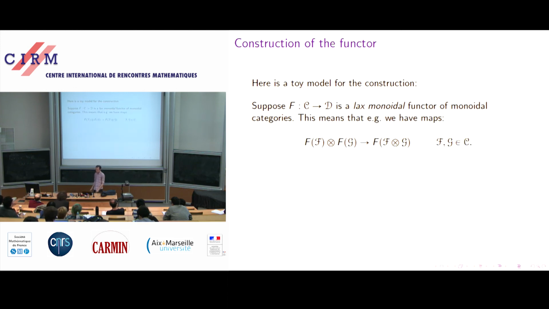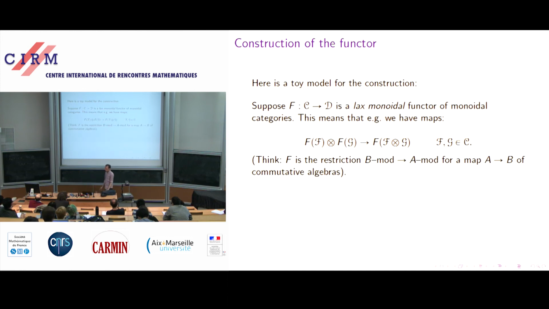And roughly what it means is that every time you have a pair of objects f and g, well, normally for a monoidal functor, you ask that F of f tensor F of g be isomorphic to F of f tensor g. Here, you only ask that you have a map like this. So the basic example you should keep in mind is that F is the restriction functor for a map of commutative algebras. So if you tensor over A, then that maps to the tensor product over B, if you start with two B modules. So in this case, this functor F, which maybe forgot a lot of information, like this restriction functor from B modules to A modules, automatically upgrades to a functor that remembers more data.